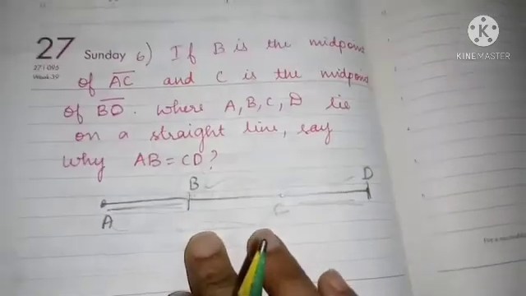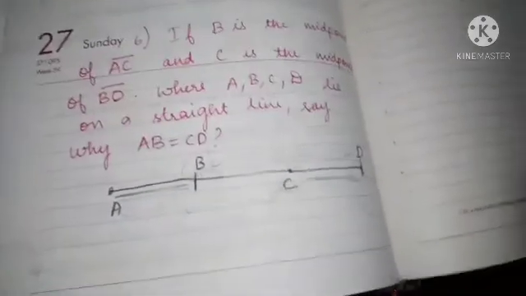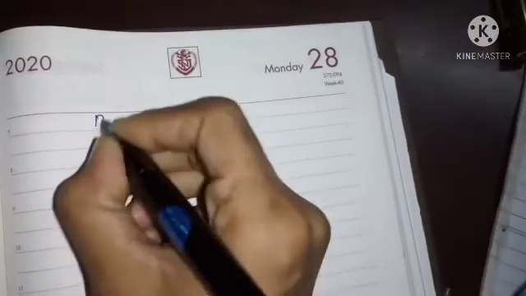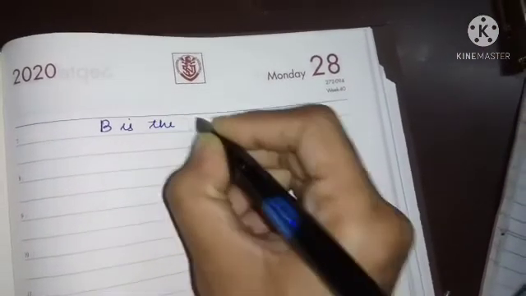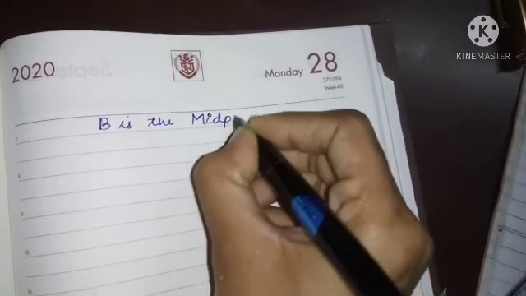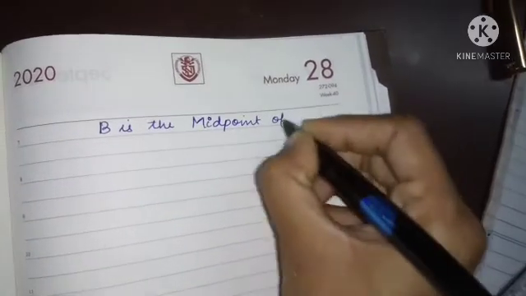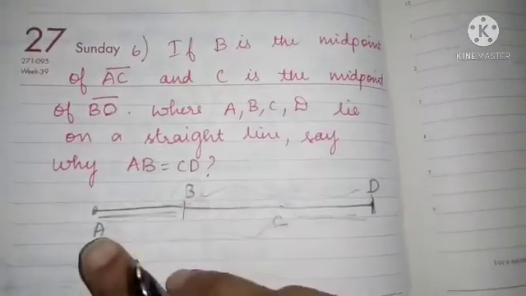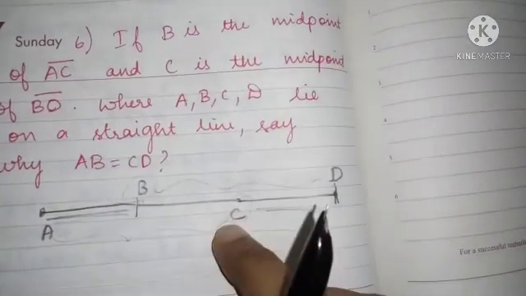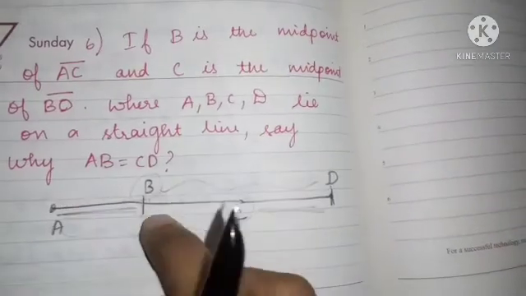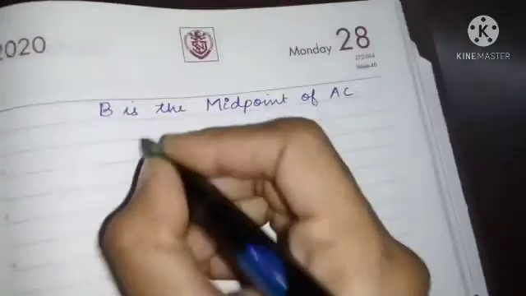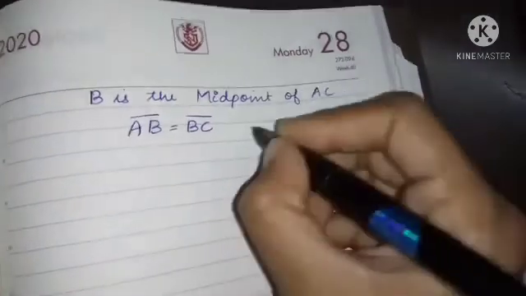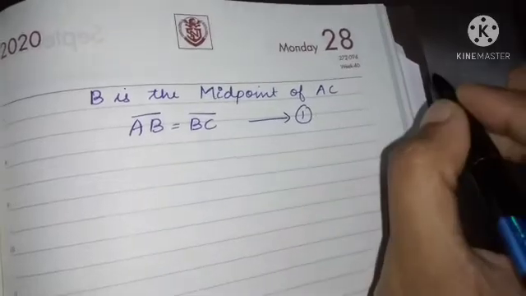Now we are going to try it. What have they given? B is the midpoint of AC. So if B is the midpoint of AC, we will say that AB is equal to BC. If it equally divides, this length and this length will be equal. AB is equal to BC. Both line segments will be equal. I'll take it as the first equation.